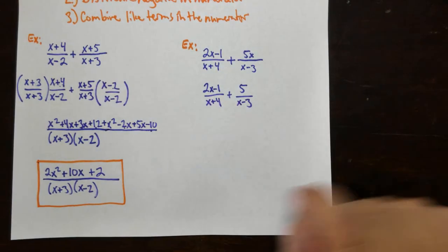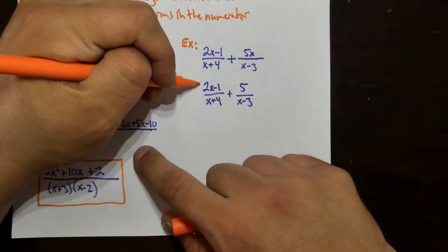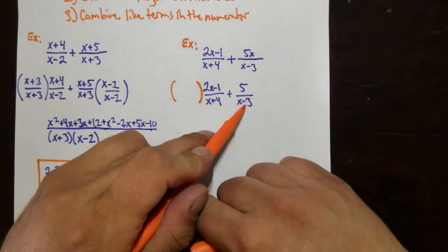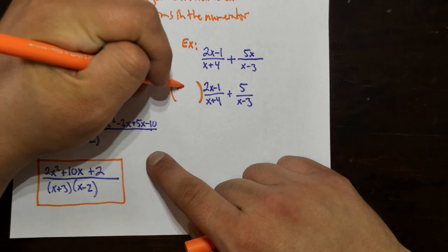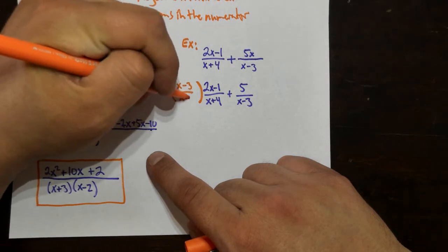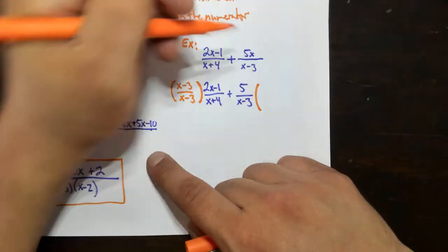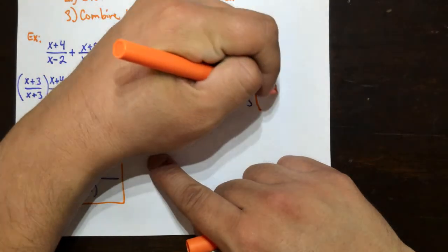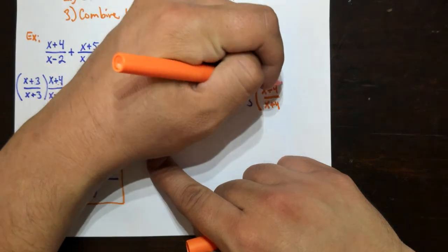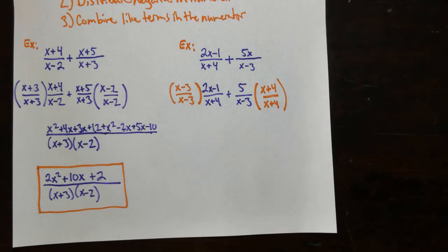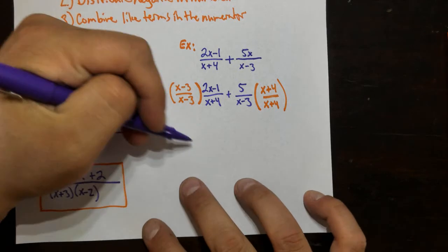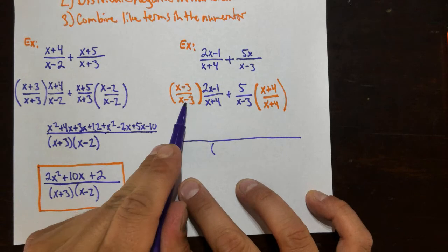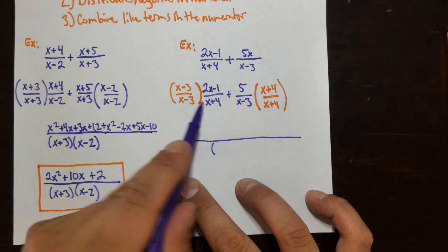And remember, my first step here is I want to multiply to get like bases. So this left side I'm going to multiply by x minus 3 over x minus 3. And this right side I'm going to multiply by x plus 4 over x plus 4. And now what this is going to give us is, again, a single denominator of x minus 3 times x plus 4.